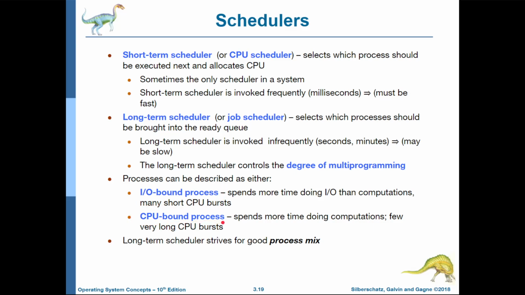CPU-bound processes, on the other hand, usually stay on a CPU for long periods of time. Often these are very complex computations, long loops, programs that run for a long time without user interaction or without I/O. CPU-bound processes need to be managed differently than I/O-bound processes.